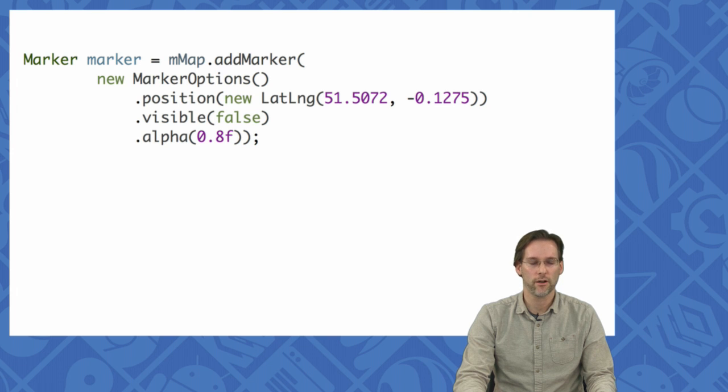When creating a marker, the marker options object needs to be configured with a position in lat/long coordinates, but it also supports a number of other optional parameters. For example, you can create an invisible marker, which you can later make visible, or you can set the transparency for a marker using the alpha property.